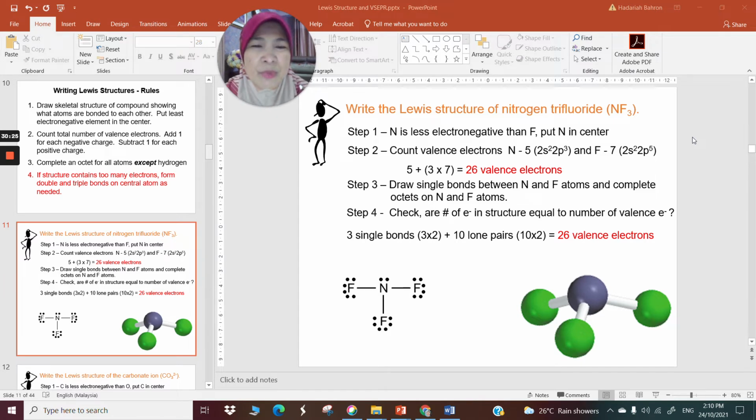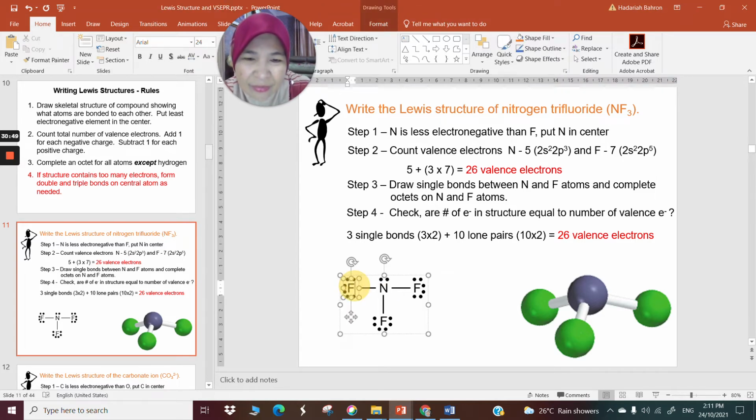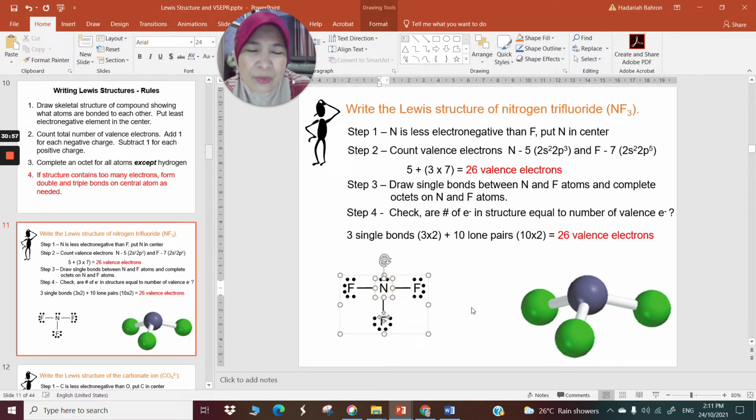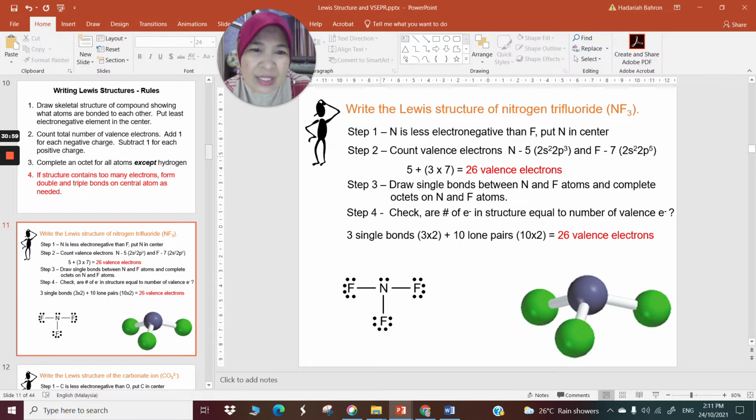So step number 1, you determine between nitrogen and fluorine which one is less electronegative. You put that in the center. And we know that fluorine is a very, very electronegative atom. Nitrogen is less electronegative. So you put nitrogen in the center. So you draw N with F, and with another F like that. So that's the skeleton. The dots don't come into the picture yet.